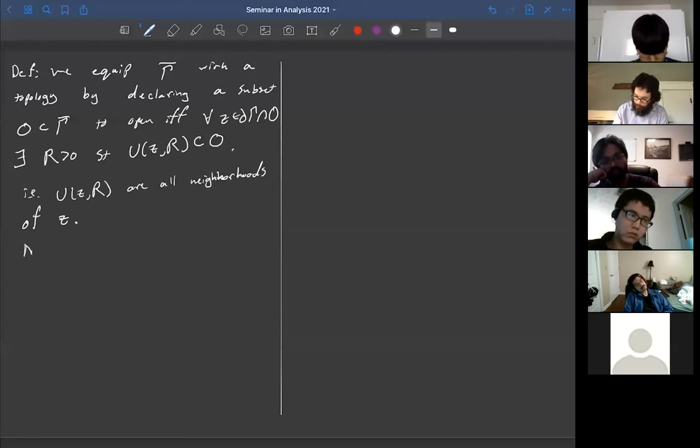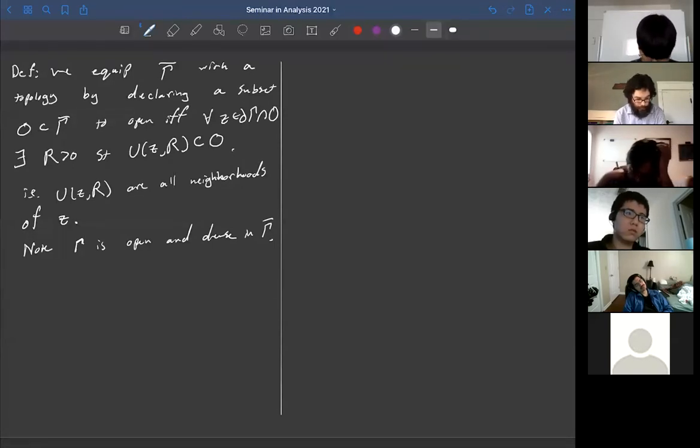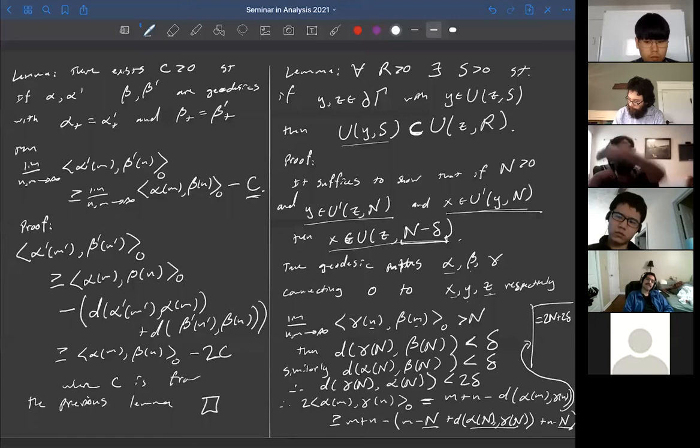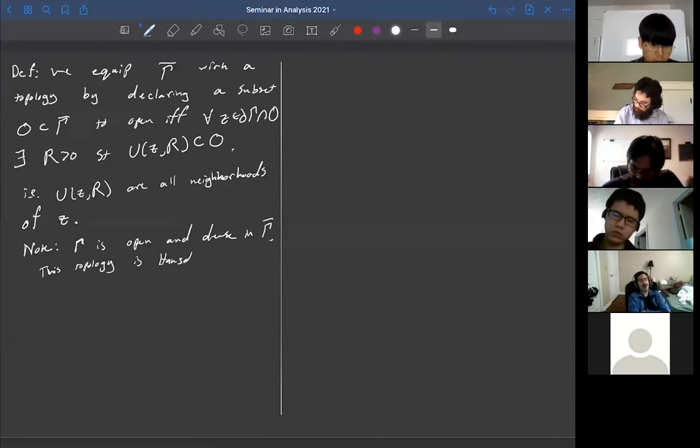And maybe the thing to notice is that gamma is open and dense in gamma bar. So you get this open dense subset here. It's also easy to see that this topology is Hausdorff. That again follows from this lemma right here. It's pretty easy to see. So these are all things that are very easy to see from the previous lemma.